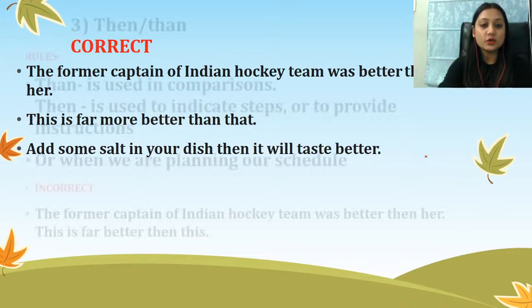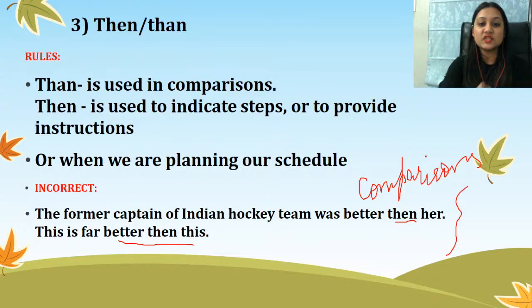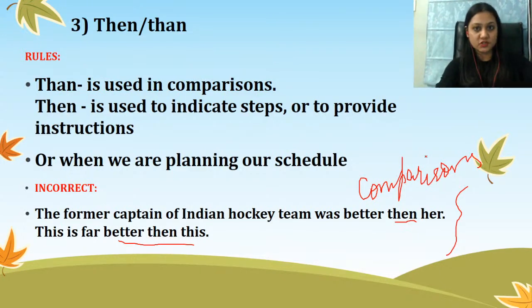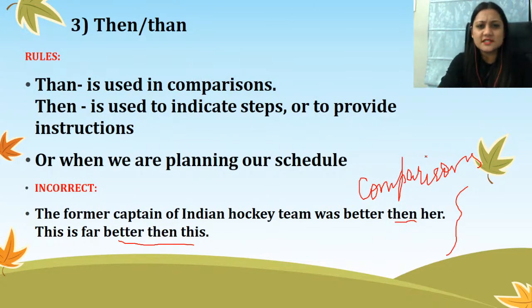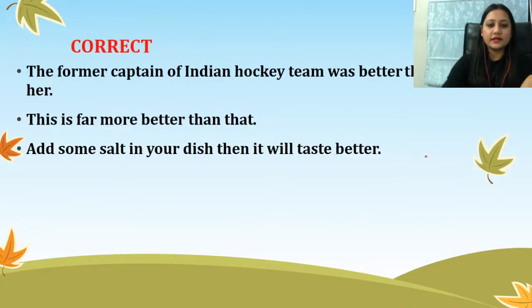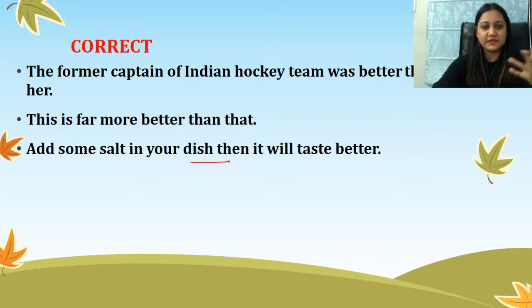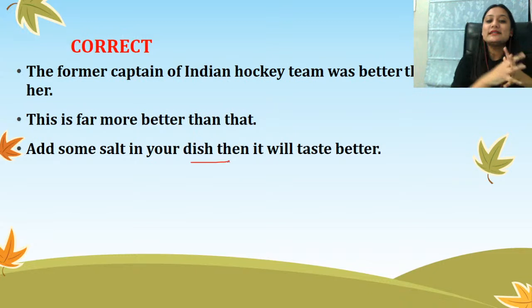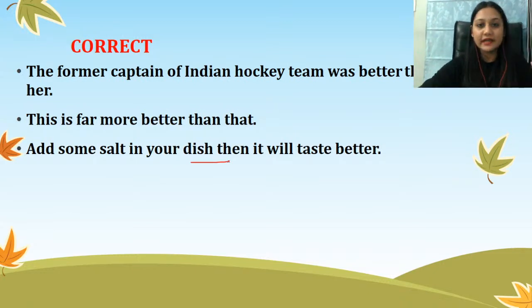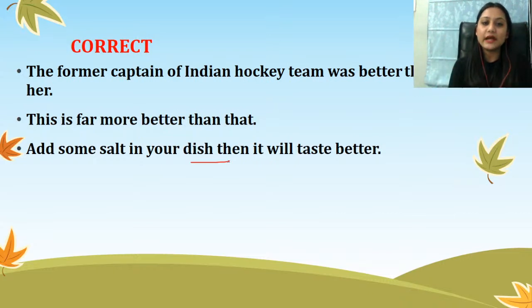Now, I have just told you when we use THEN: when you are indicating what you are supposed to do next, like you're simply giving instructions to somebody, right? So herein, it is about instructions or maybe advising. Add some salt in your dish, then it will taste better. Herein, we are not making any sort of comparison, right? So that is why we have to use here THEN.